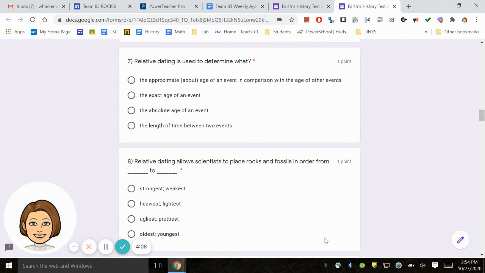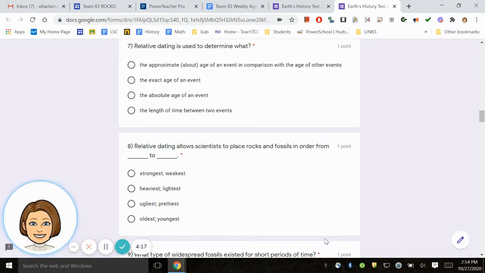Number 8, relative dating allows scientists to place rocks and fossils in order from blank to blank. Is it strongest, weakest, heaviest, lightest, ugliest, prettiest, or oldest, youngest?